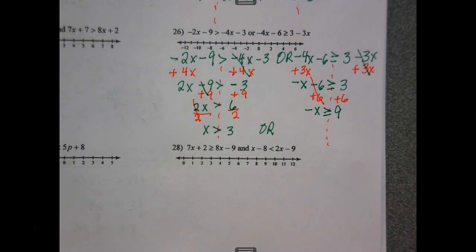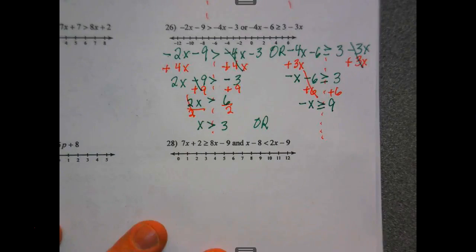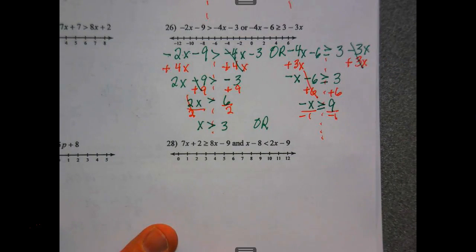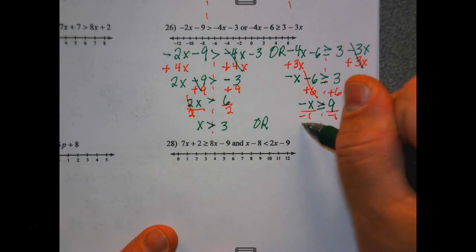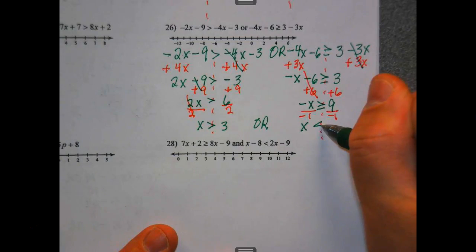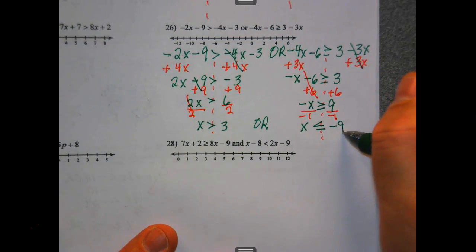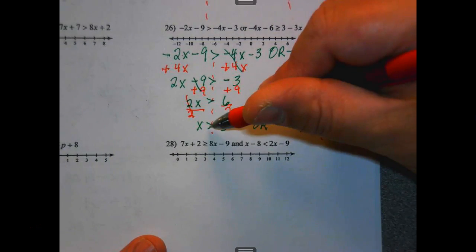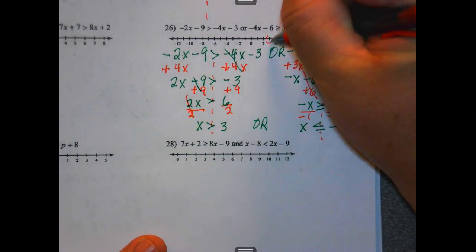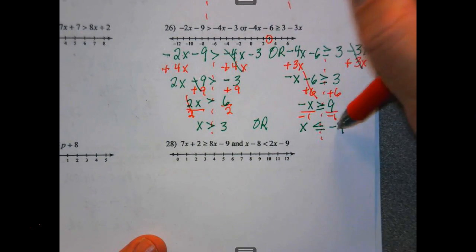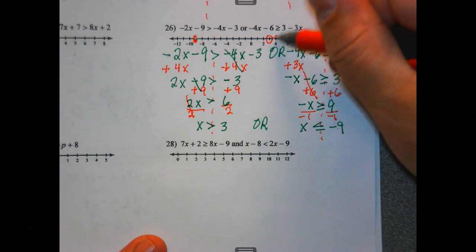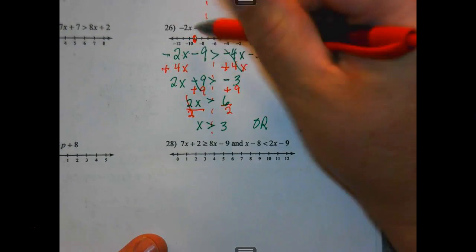Have to get rid of the minus sign. I could either divide by negative 1 or multiply by negative 1. But because I'm dividing by a negative number, I have to flip the sign. Okay, open circle at 3. Closed circle at negative 9. This is an OR problem, so they go opposite directions.